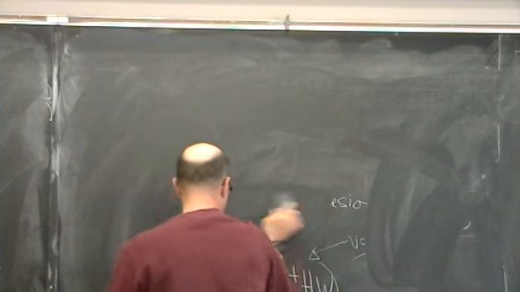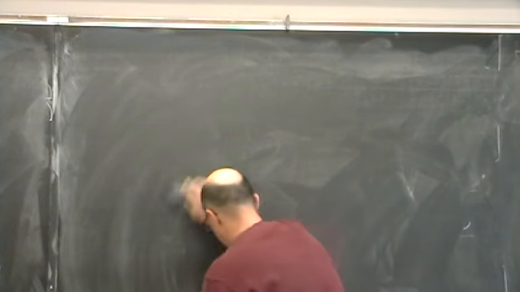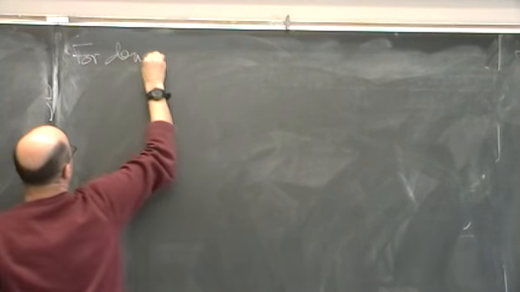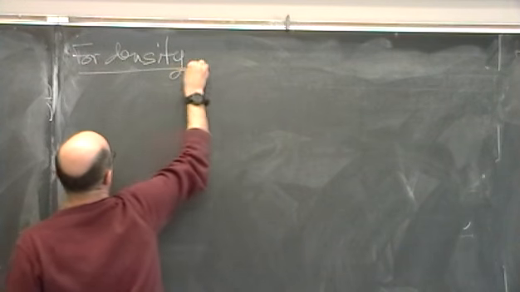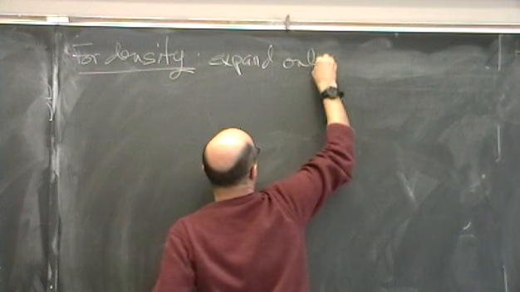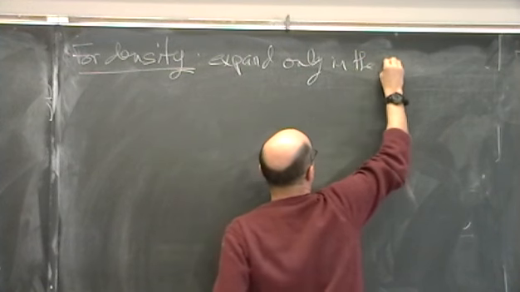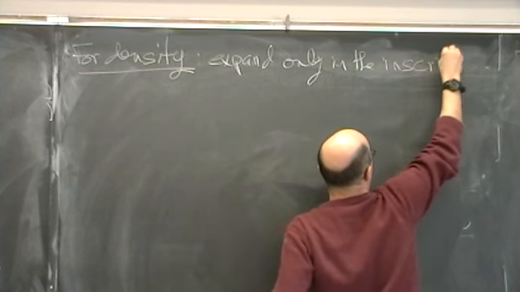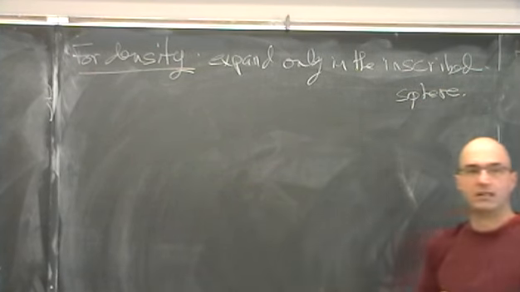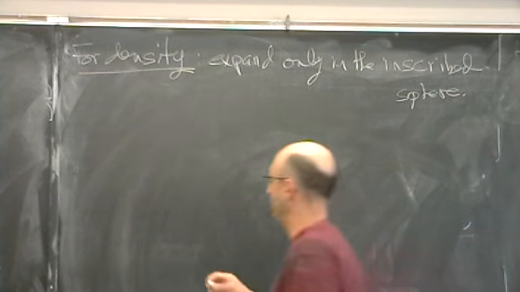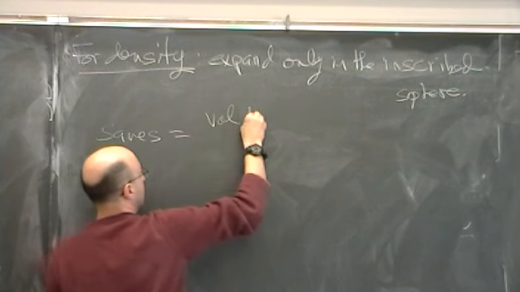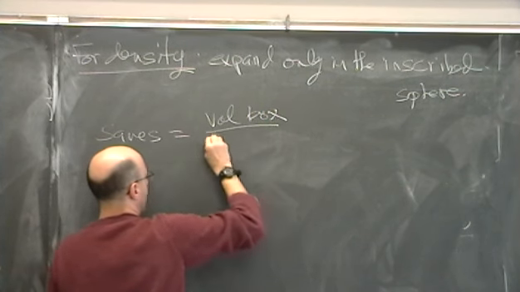Now, the quantity represented on the grid primarily is the density. Right? So for the density, what I want to do is expand only in the inscribed sphere. And now we can figure out what the savings from that would be. So the savings, of course, are the volume of the box divided by the volume of the sphere.